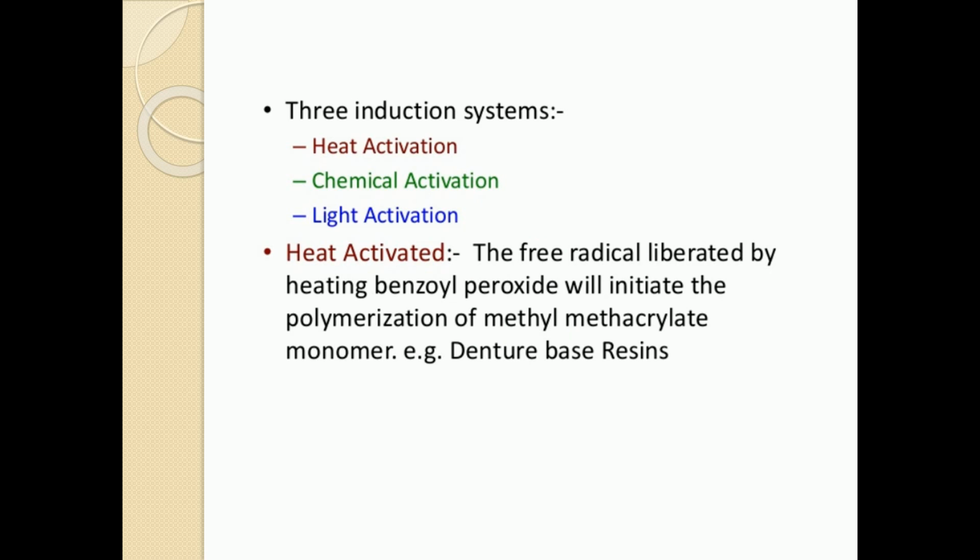So basically there are 3 induction systems: the heat activated, the chemically activated, and the light activated system. Heat activated: the free radical liberated by heating the benzoyl peroxide will initiate the polymerization of the methyl methacrylate monomer. An example is denture base resin. It is very important. Just keep this in mind and go through these slides twice.